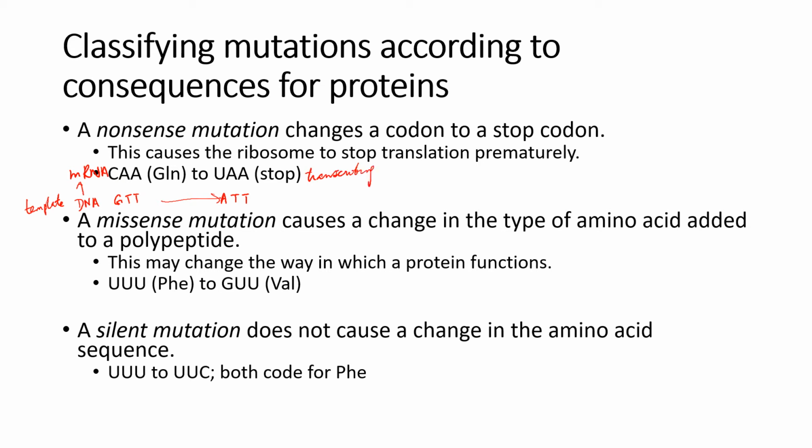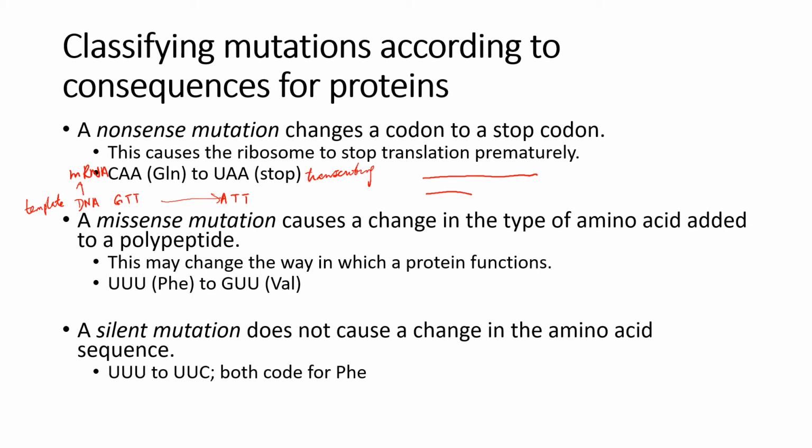And because of that early stop, the resulting protein, let's say the protein was supposed to be this long, ends up being shorter because the ribosome encountered the stop codon too early due to that mutation. And this can be catastrophic because, of course, a protein that is significantly shorter is going to fold very differently than a protein that is longer.